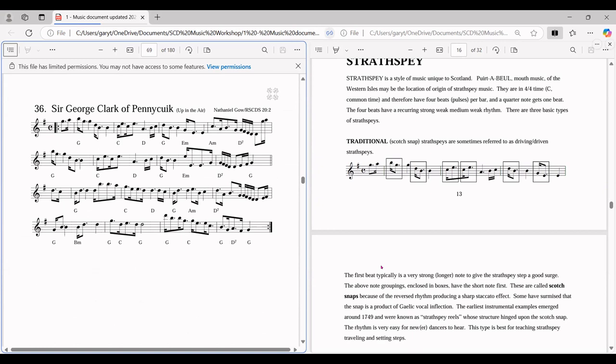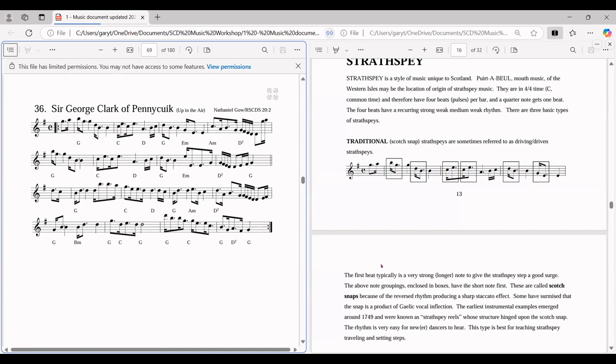Strathspeys. My, there are so many different types of strathspeys. Just even within the traditional range, the types of compositions, how they vary, is amazing. So the traditional is the biggest category that we dance to most of the time. And they are characterized by Scotch snaps. Some have a lot, some don't have many.